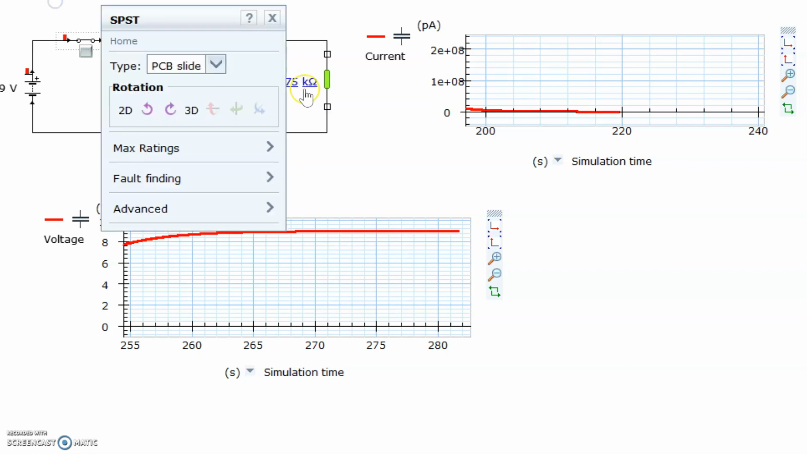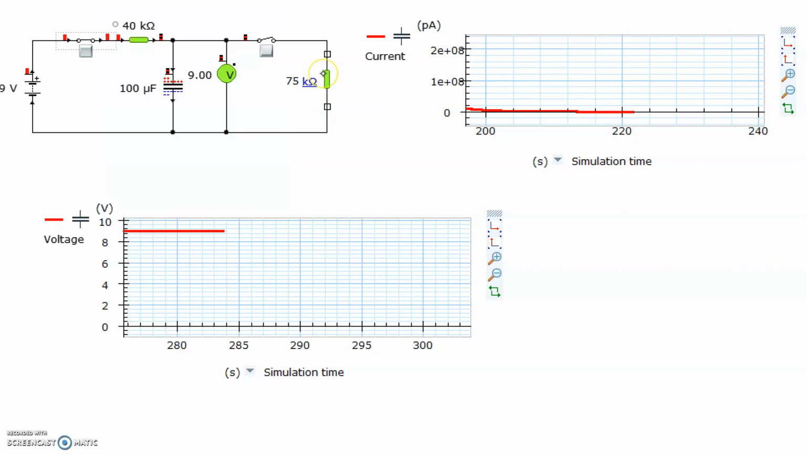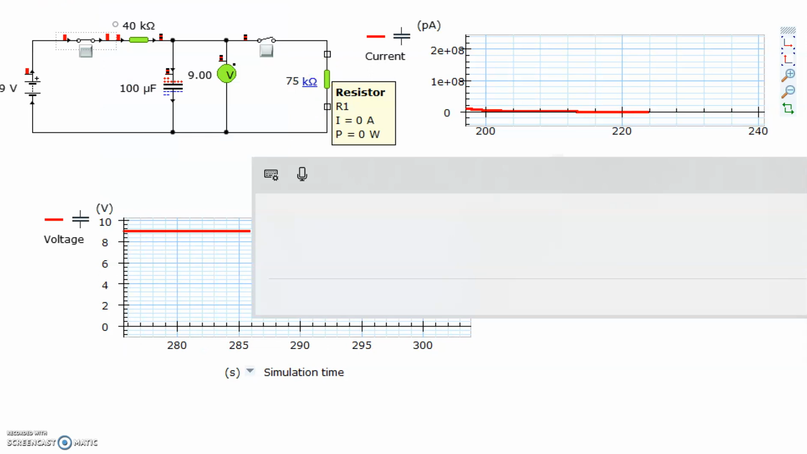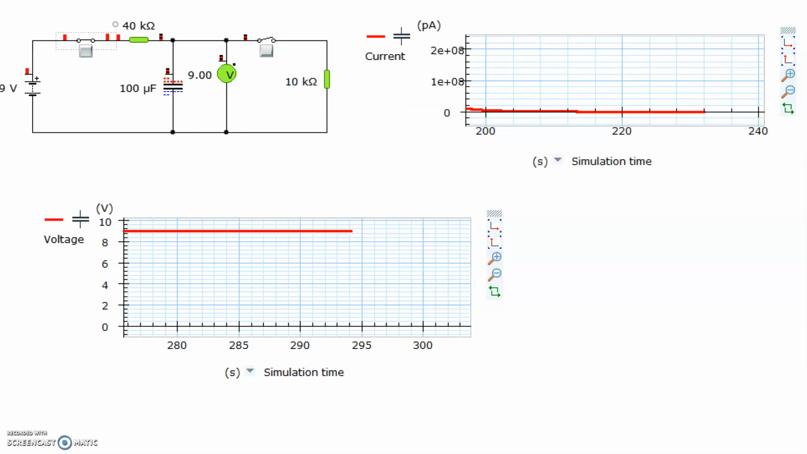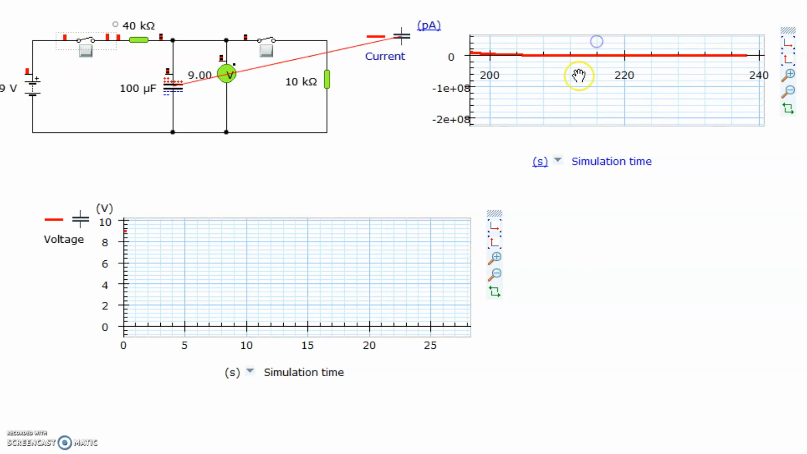So what I'm going to do now, on this particular value here, is we're going to change this, and let's make this really small. So let's make this down to about 10 kiloohms. So are you ready? So we'll turn the charging switch off, and what will happen on here is it'll go the other way. So we'll just move the graph up.